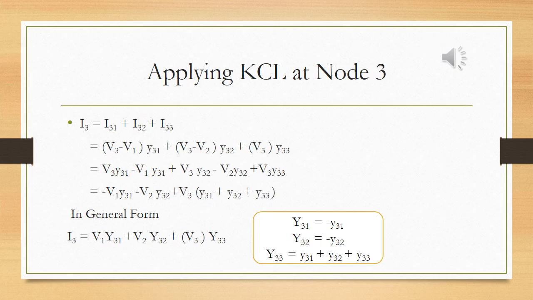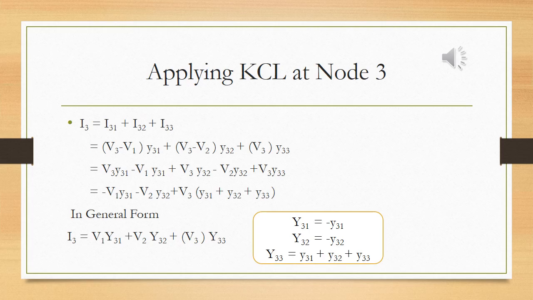So similarly, we are applying Kirchhoff's current law for node 3. We will get I3 is equal to I31 plus I32 plus I33, and we will get the equation as minus V1 Y31 minus V2 Y32 plus V3 into (Y31 plus Y32 plus Y33). Okay, so if we are writing in the general form, we can write it as I3 is equal to V1 Y31. Look, that Y31, capital Y31 should be equal to minus of y31.